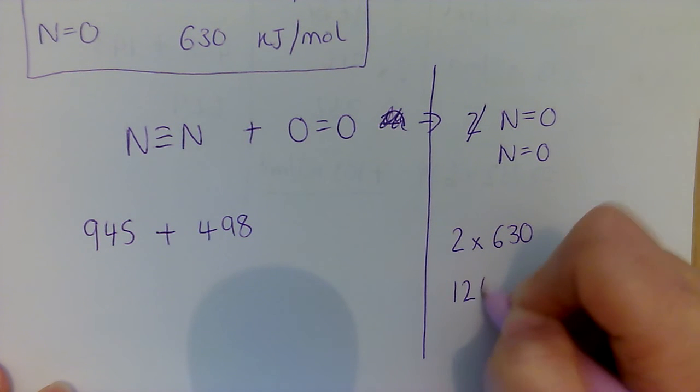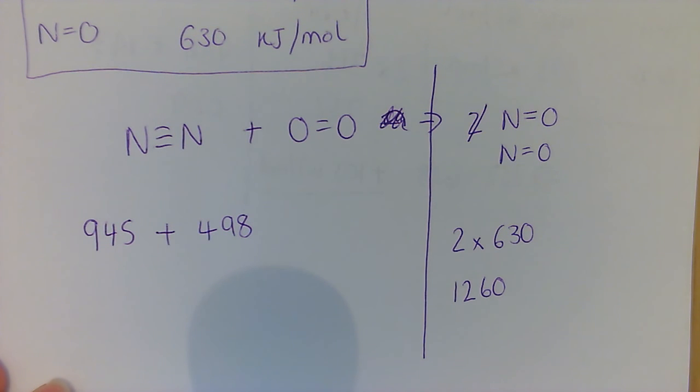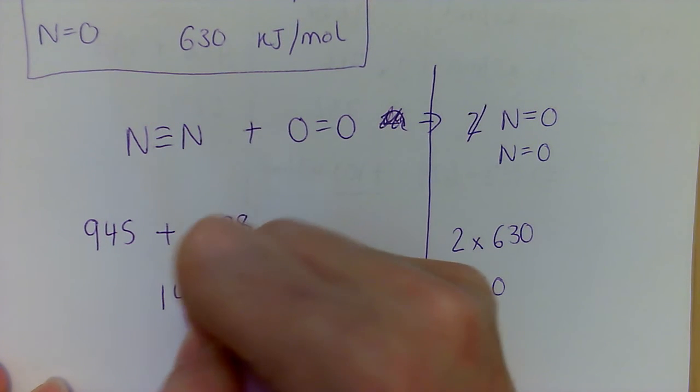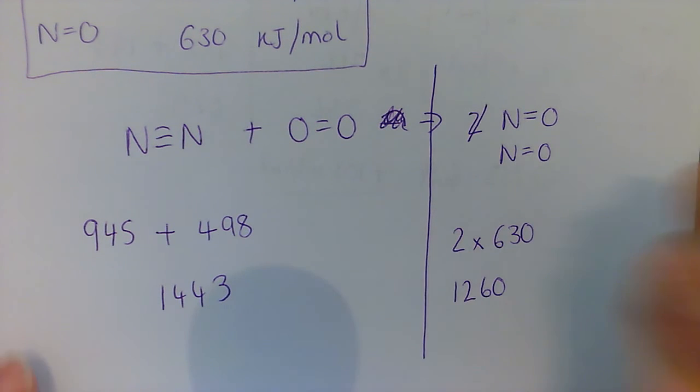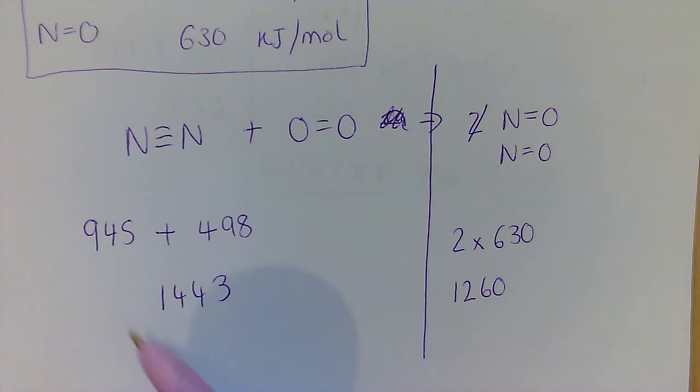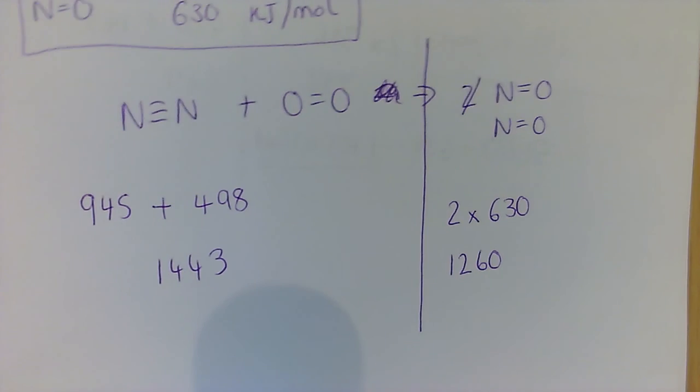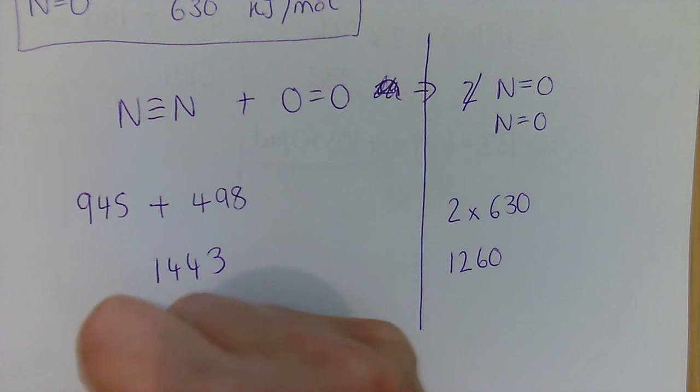On that side, and bear with me, 945 plus 498 is 1443. Again, I can see that this side, the endothermic bond breaking side, is a larger value than the exothermic bond making side. So I can see it's endothermic straight away. But again, need to prove it.